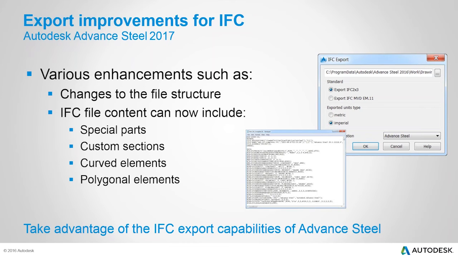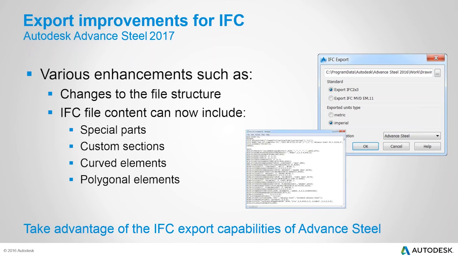But IFC has been enhanced by the body responsible for defining the format, and Autodesk are keeping up with the latest and best versions of that. So the file structure has apparently changed a little bit, and we can now include, when you export from Advanced Steel, all the special parts. It will include any user sections you've defined, which is quite a thing. It's not just calling up a standard section. And it will include curved beams and polygon elements like polygon plates.